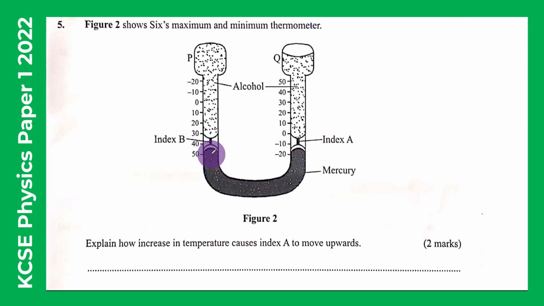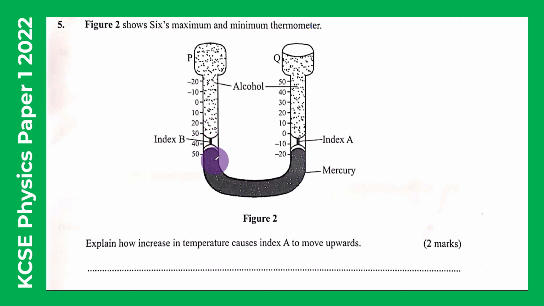Now, when temperature rises, the alcohol in P is going to expand and push down this level of mercury. Consequently, because liquids are incompressible, this other level of mercury is going to push this index A upwards, like that. So when that index A rises, it also pushes this alcohol upwards, because there is a space into which alcohol can move.